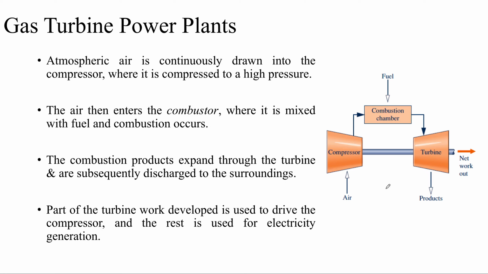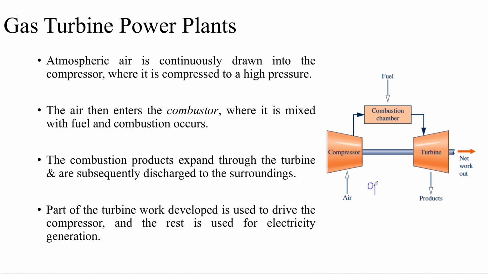Now, gas turbine power plants can operate on either the open or the closed basis. By open, what we mean is this schematic that is being shown here, where we draw in the atmospheric air and use that in the compressor, and then mix it in with the fuel in the combustion chamber.